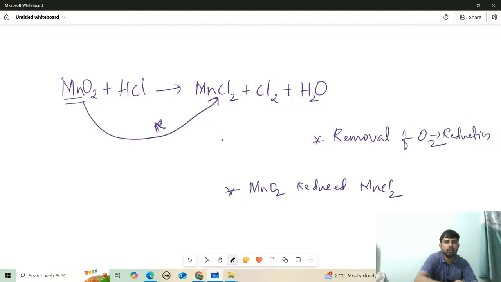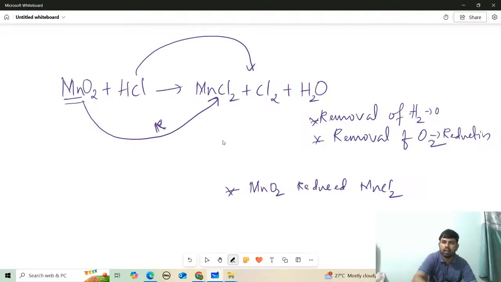Similarly, you see from here to here, we have one more process called removal of hydrogen. What is the name, sir? Removal of hydrogen we define as oxidation. So in this way also I can say from here to here there is a reduction, and from here to here there will be an oxidation. So you don't need the risky process.